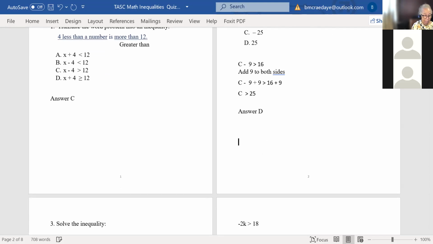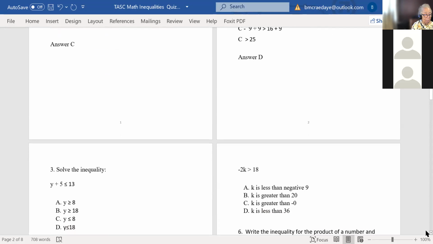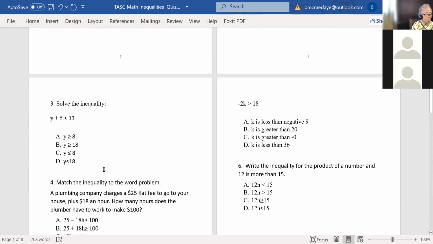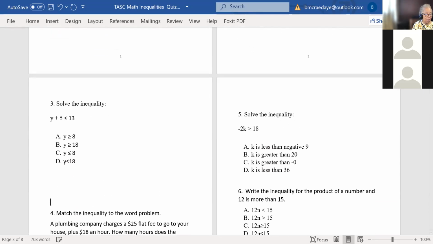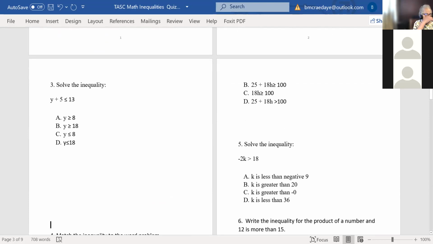Number 3. Which is number 3? Let's go to number 3. Okay, let's do it. Right, here we go. I want you to solve that one. Tell me what you get. 5. 3. Oh, 13. 13.